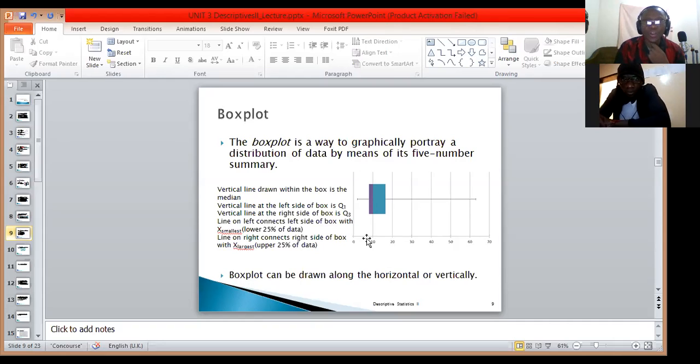Then the vertical line at the right side of the box is our what? Upper quartile. So we are going to paint this, because our median is this line, okay? So our lower quartile is on the left of the median and our upper quartile is on the right of the median. So we paint that. That is how you present your data using a box plot.